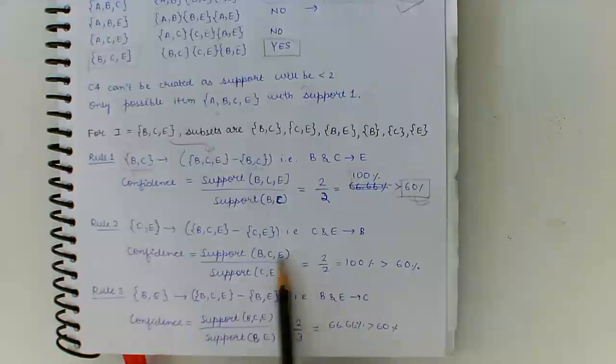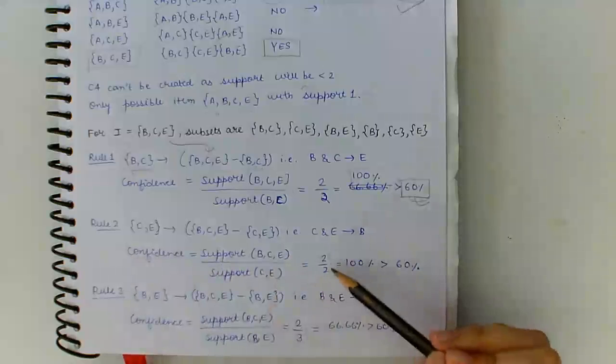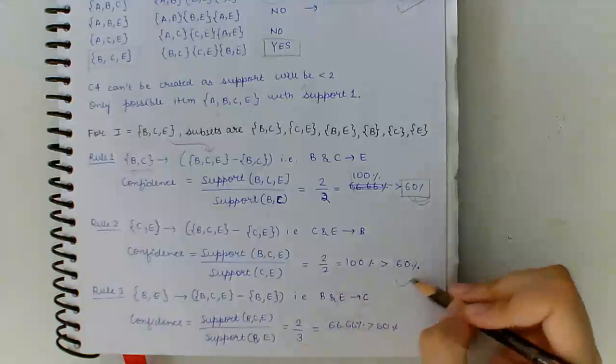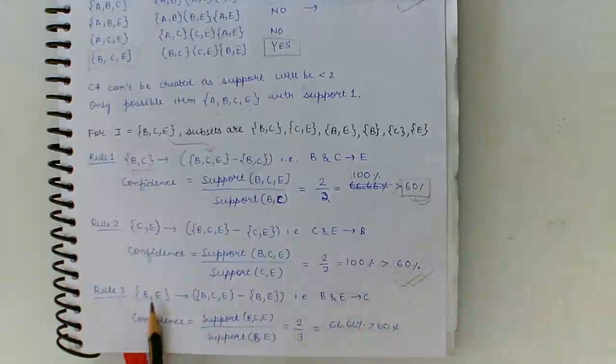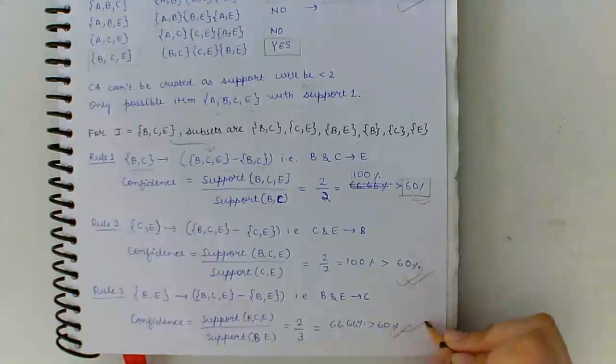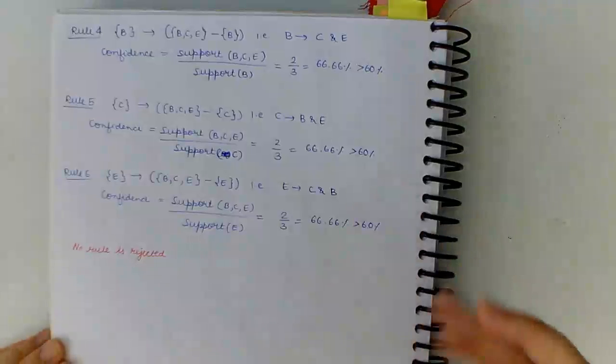For rule 2 we do the same thing for CE. The confidence is equal to support of BCE divided by the support of CE. We get 2 by 2, that is 100%, which is greater than 60. So this rule is valid. Similarly for BE, we do support of BCE divided by support of BE, and we get 2 by 3, as the support of BE is 3. So we get 66.66%, which is greater than 60%, so this rule is also valid.